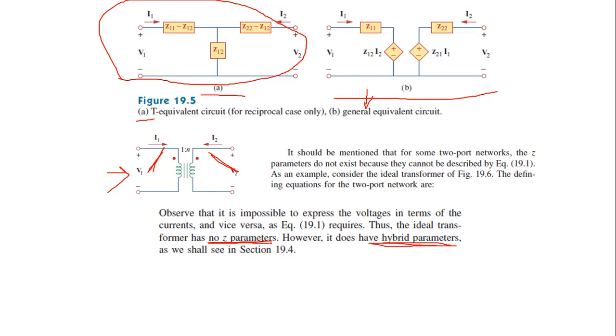So Z parameters are obtained by open circuiting either the input terminals or the output terminals. So Z parameters are Z11, Z12, Z21 and Z22, and the circuit is said to be reciprocal when the circuit is linear, has no dependent source, and the transfer impedances are equal. If the circuit is reciprocal, then it can be replaced by this T equivalent circuit. If it is not reciprocal, then we can use this general equivalent circuit.